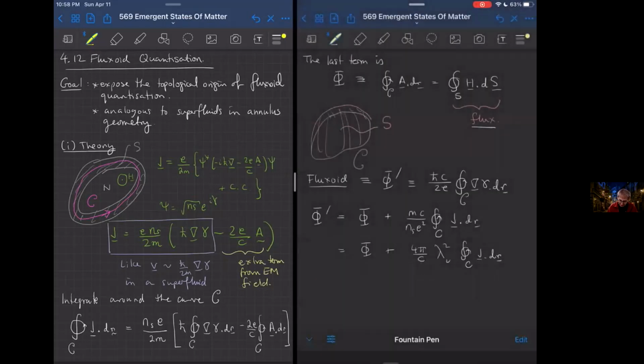And now we're going to do the same thing that we did with superfluids. We know that the wave function of the condensate is single valued.